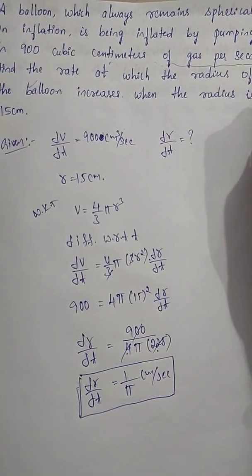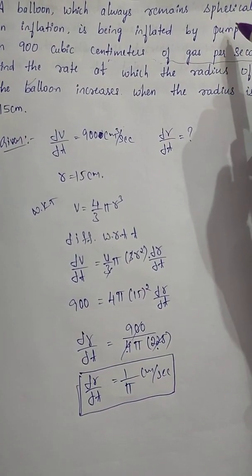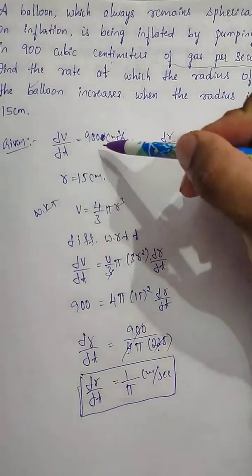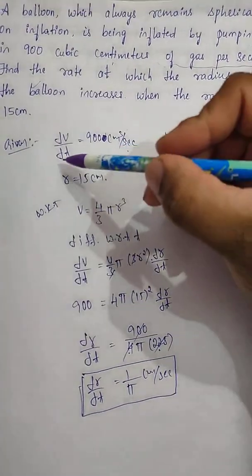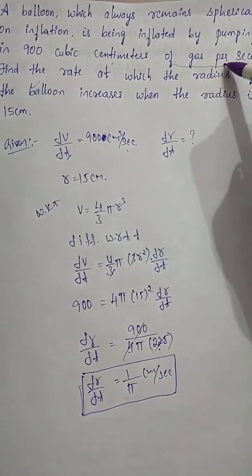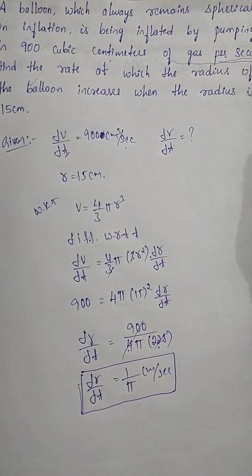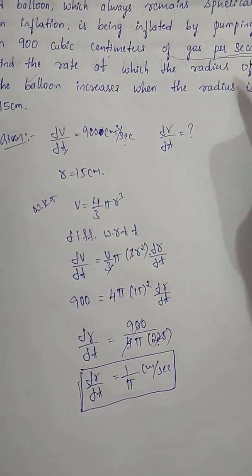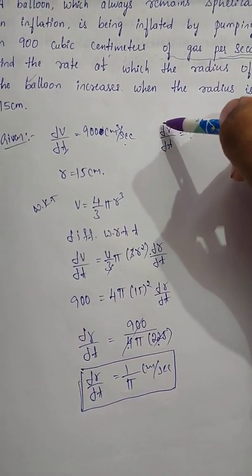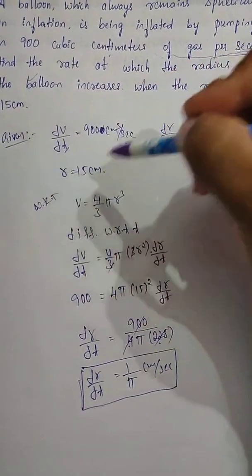This means they are telling that the volume of a balloon is changing. So dV/dt is equal to 900 cubic centimeter per second. I have written dV/dt because they clearly mention per second, and per second means it is changing with respect to time. Find the rate at which the radius of the balloon is increasing. So dr/dt is equal to question mark, when the radius is 15 centimeter.